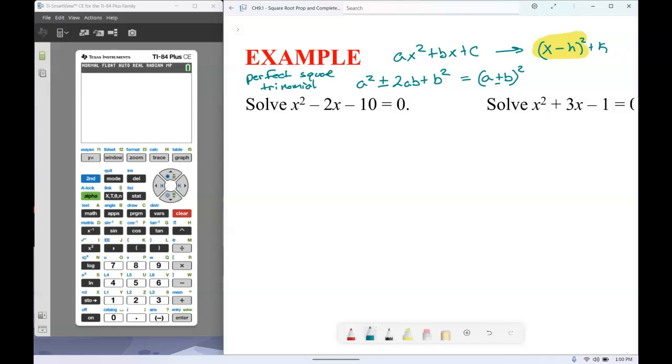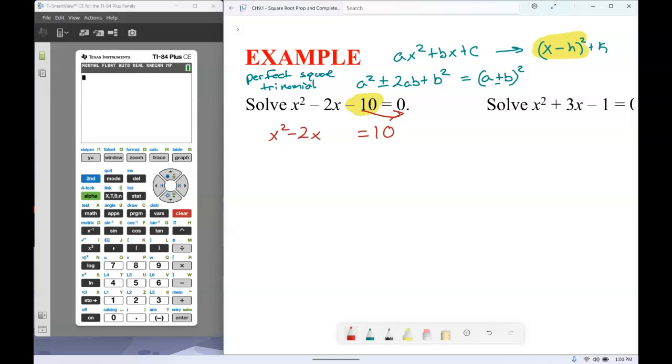What's making it so that we don't have a perfect square trinomial is that C value. That C value is stopping us from having a perfect square trinomial. So what we're going to do is actually change our C value. The first thing we're doing is we're going to take that C value and move it to the other side of the equation. So we'll add or subtract in order to undo it and move it to the other side. So we have x squared minus 2x equals 10. Leave a space there because we're going to replace it with something else.